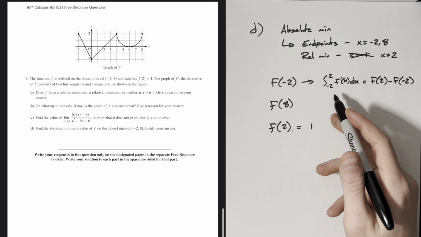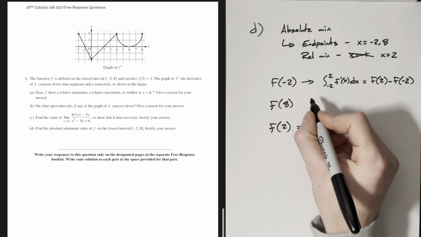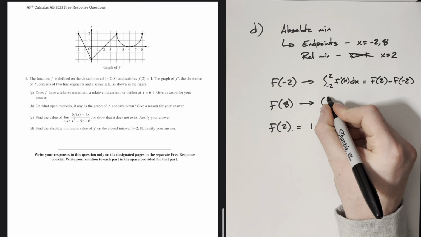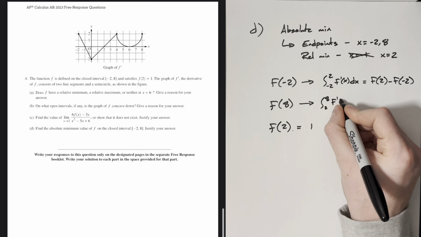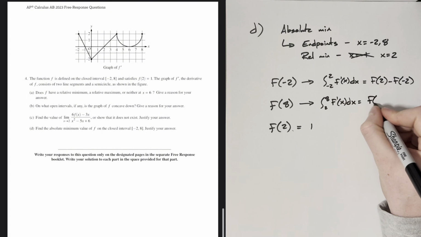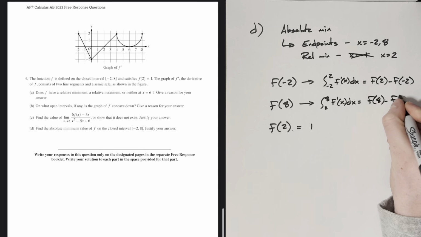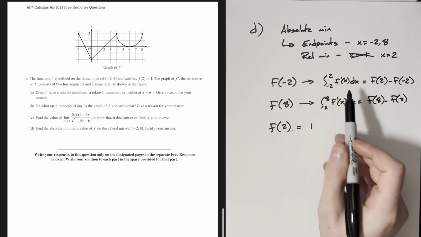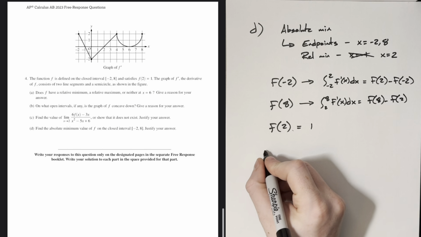So I can solve for these things separately, right? For f of 8, I can do the same thing. Look at the integral from 2 to 8 of f prime of x, and that will equal, you guessed it, f of 8 minus f of 2. And I already know f of 2. I can solve for both of these by looking at area under the curve, and boom, I can solve for it, right? So let's start with this integral from -2 to 2.